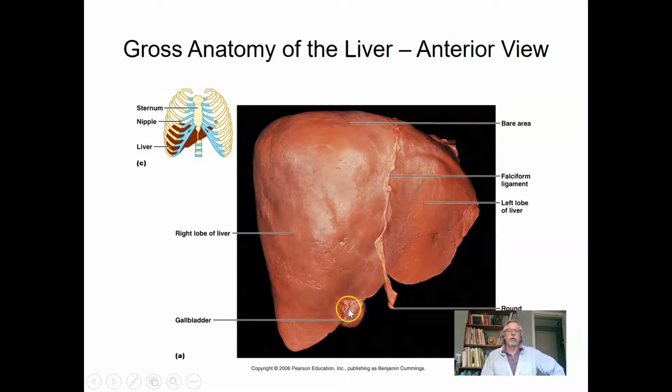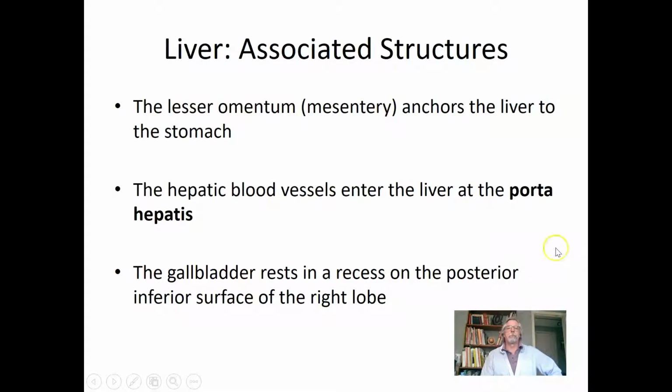The gallbladder, you can see that poking down behind the right lobe. And this is connected by ducts to the right lobe. Some associated structures to the liver. We talked about the mesentery that attaches the liver to the stomach. That's the lesser omentum.